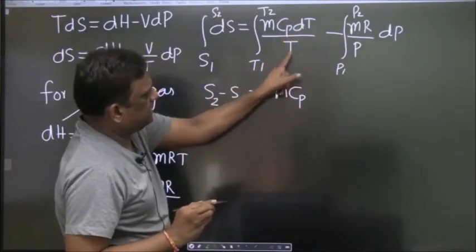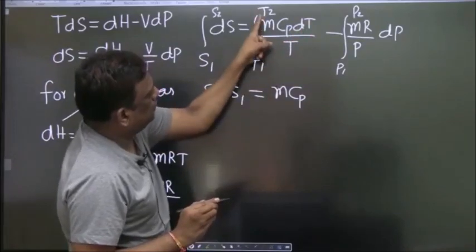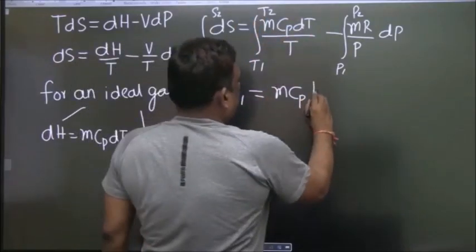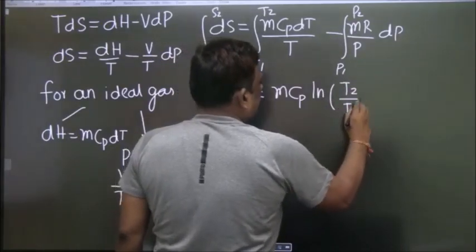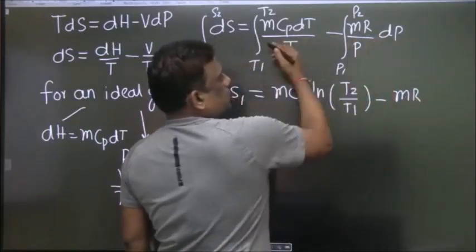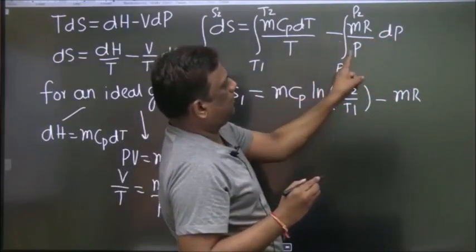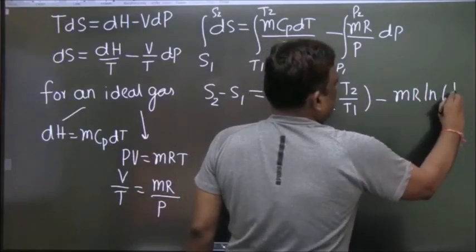What is dT by T? It is log T. Log T2 minus log T1 is ln T2 by T1, minus mR. M is constant, R is constant. What is dP by P? Log P. Log P2 minus log P1 is log P2 by P1.